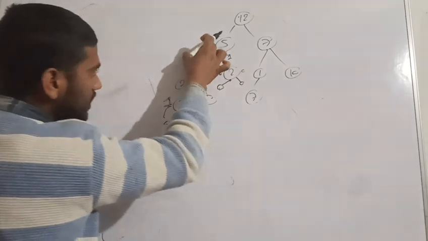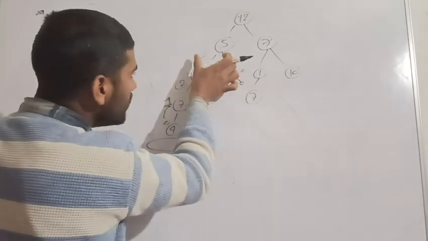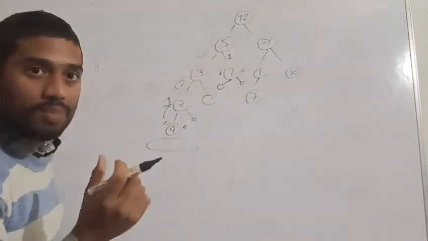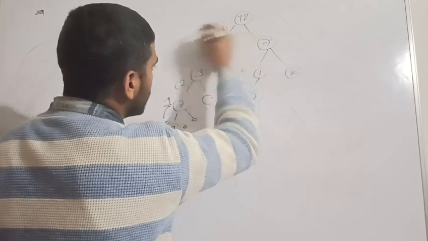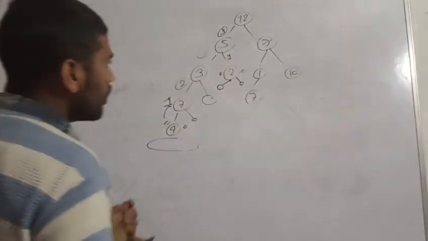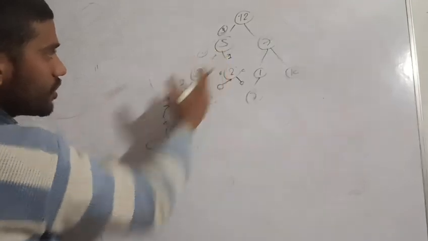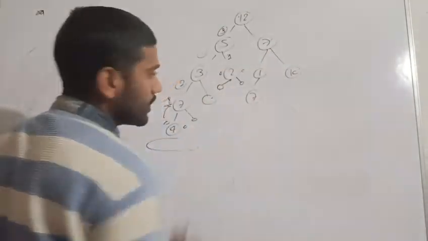In the left side, the height of the subtree is 3 and here is the 1. The maximum of this 3 and 1, which is maximum? Maximum is 3. Now it will be written over here 3. Okay, now we have calculated the left subtree, but we have another part, the right subtree.